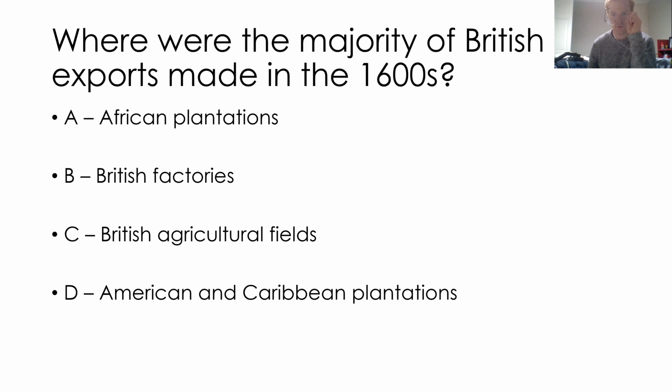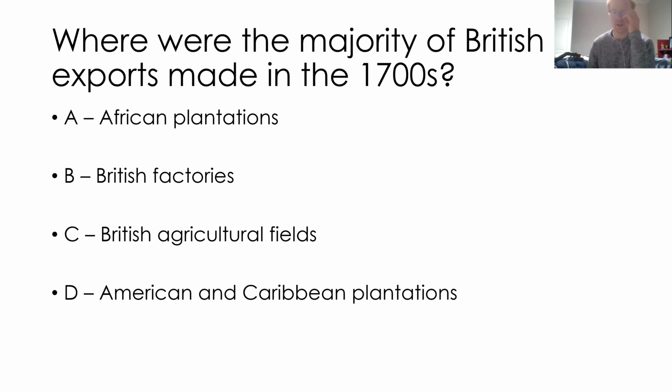It was B. Sorry, C. Now, it can't be African plantations because we don't actually have plantations in Africa. That is a misconception. We only have plantations in the Americas. British factories? No, because it was wool. Remember, wool isn't made in a factory, it's made from the agricultural field. It's actually taken off the sheep.